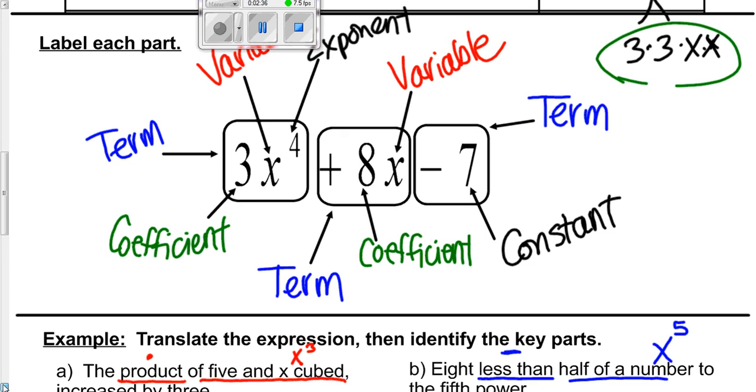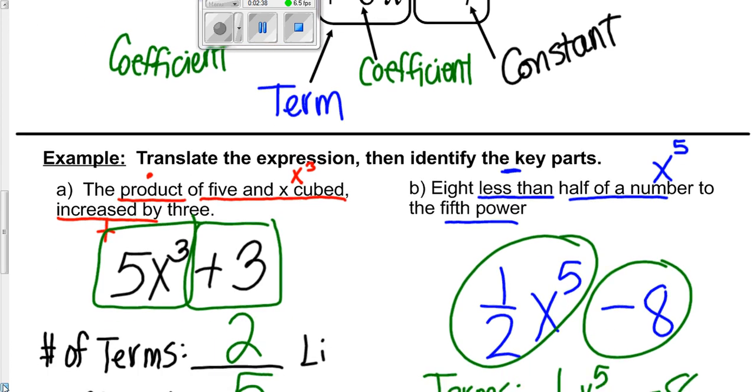Alright. The product of 5 and x cubed increased by 3. So 5, make sure, look how I underlined and put a symbol for it. Multiplying 5 and x, and then raise x to the third power, and then increase by 3.